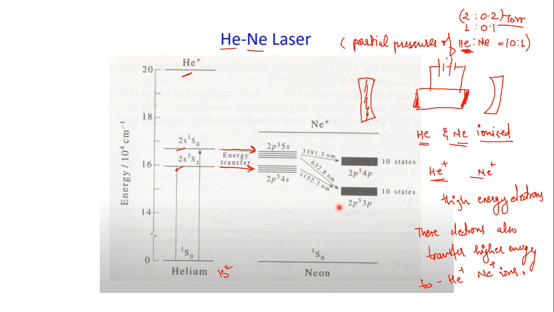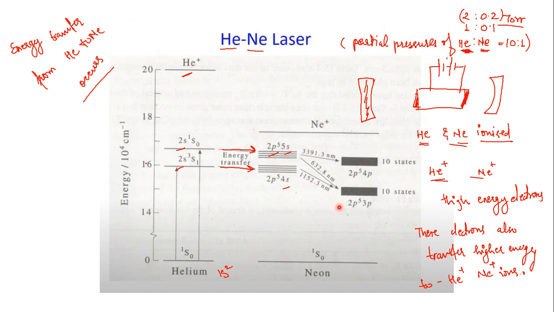Anyway, since helium is in higher concentration than neon, the energy transfer from helium to neon occurs. Through this energy transfer itself, the neon which is in ground state reaches a higher energy state, and this energy transfer from these two states comes to 2p5 5s and 4s.